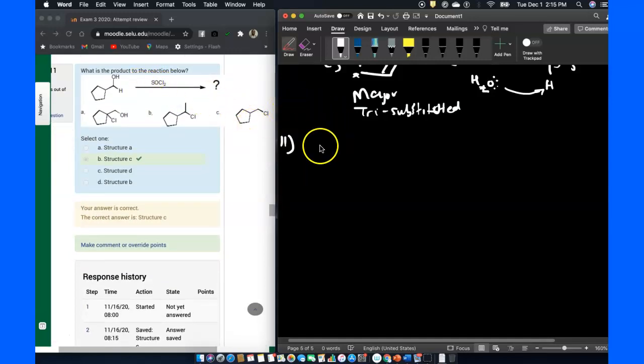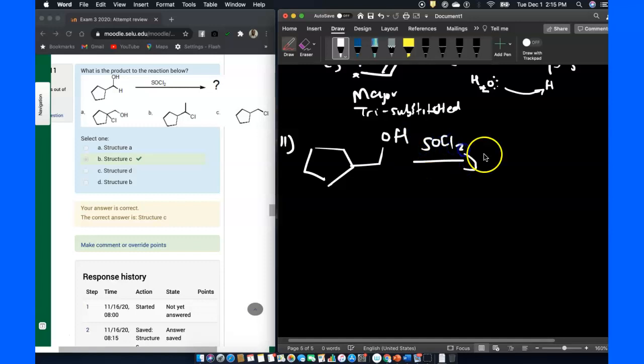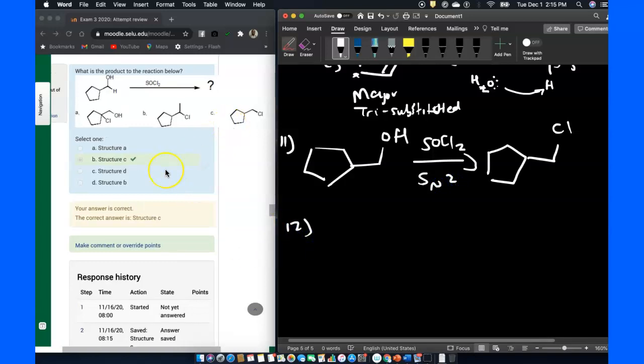What is the product? Here you're just replacing the OH with a Cl. I told you the shortcut in class. So you are chlorinating the molecule, replacing the OH with a Cl. Chlorination of alcohols by this one undergoes an SN2 process to do this. You're substituting OH with Cl. So the answer is C.